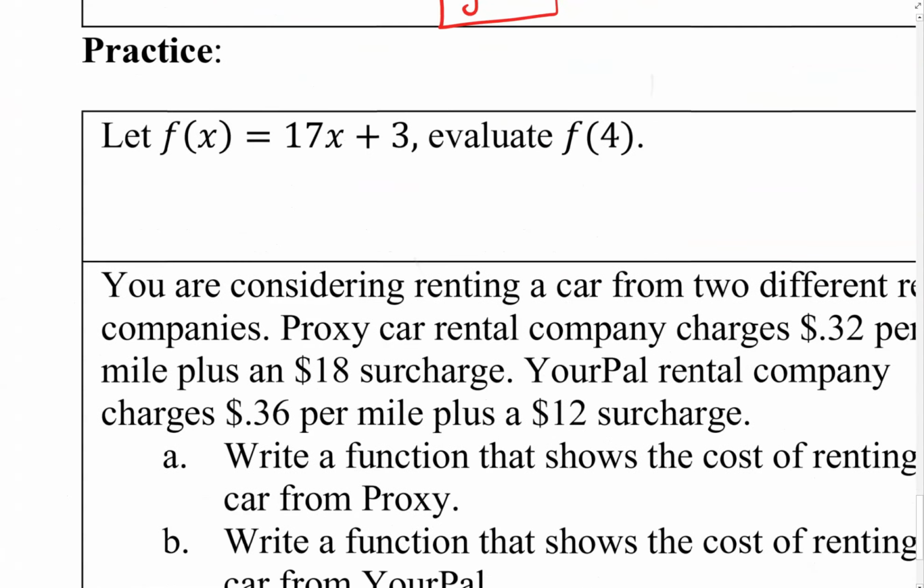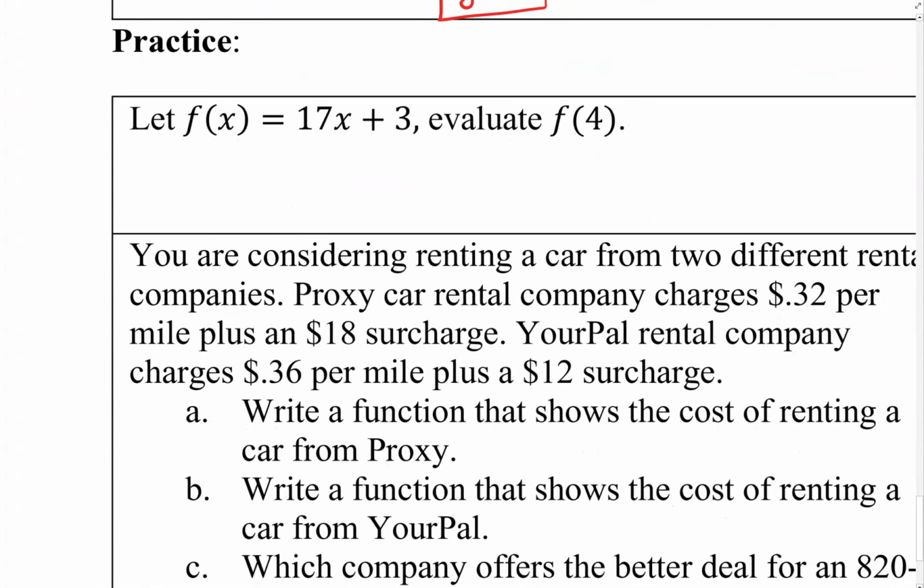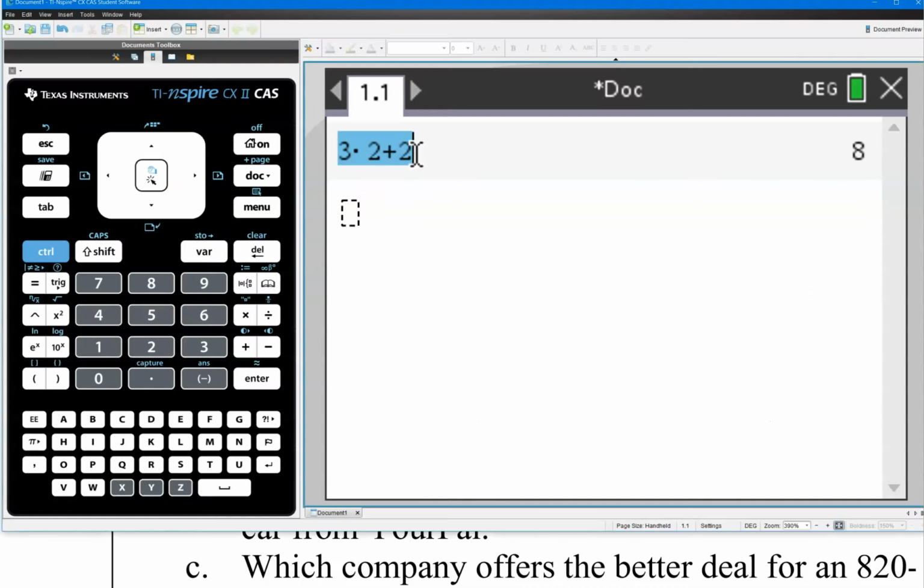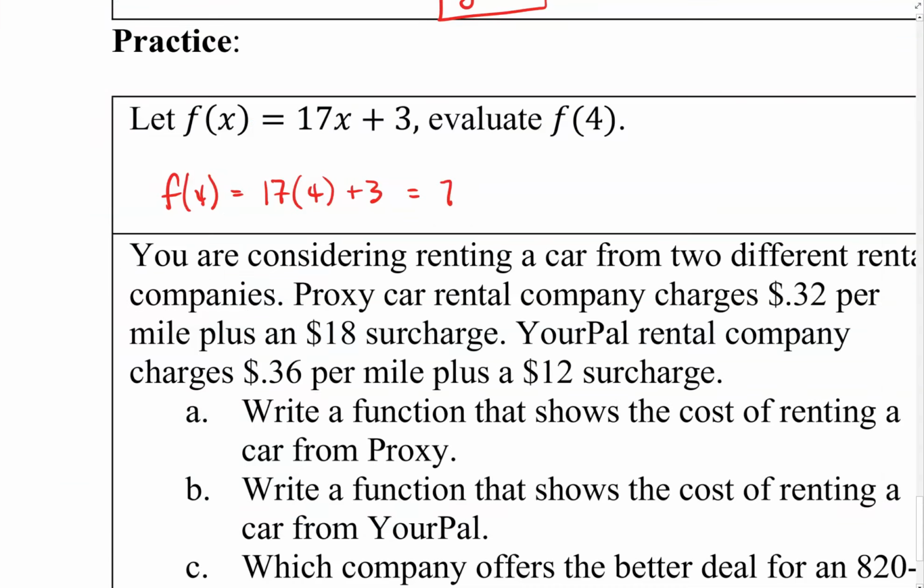Here's another example of a function. Notice we've defined the function f of x, and we're being asked to evaluate f at 4. So what's that going to look like? Well, f of 4 would be equal to 17 times 4 plus 3. And if I can make my calculator match this expression, then we're going to be in good shape. So I'll come back here and I'll type 17 parentheses 4, close the parentheses, plus 3, and press enter, and we get a result of 71.